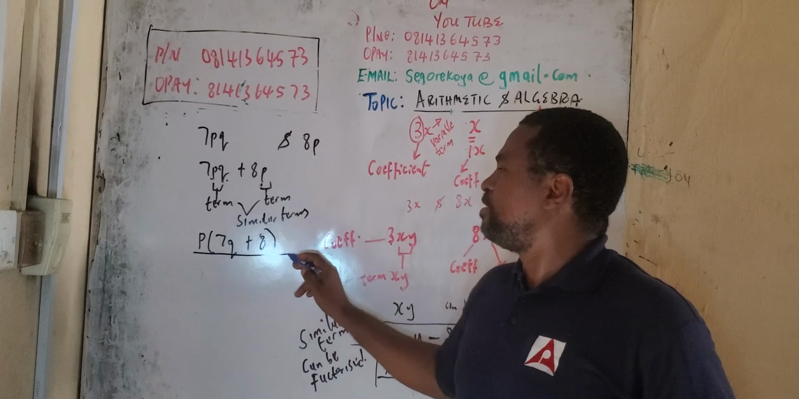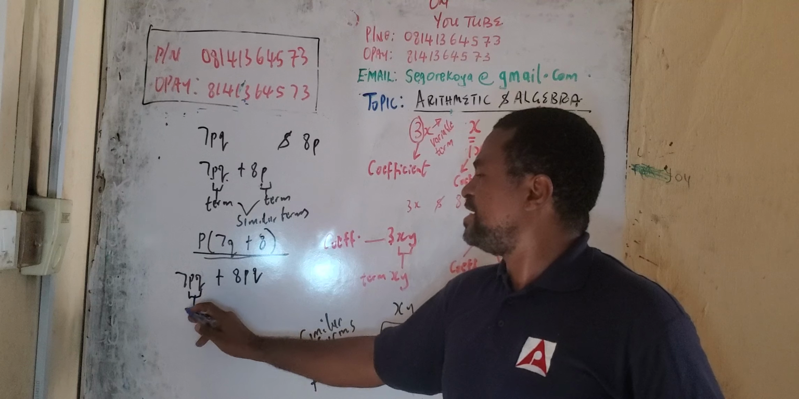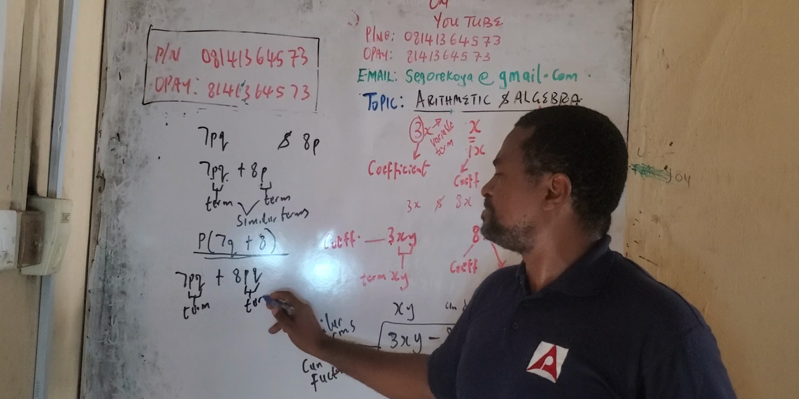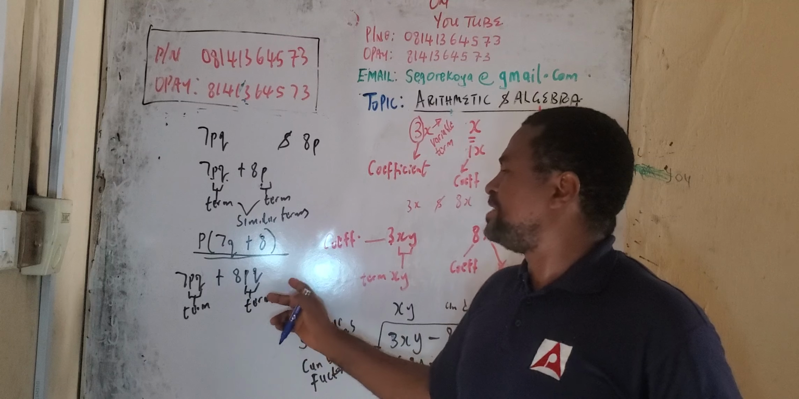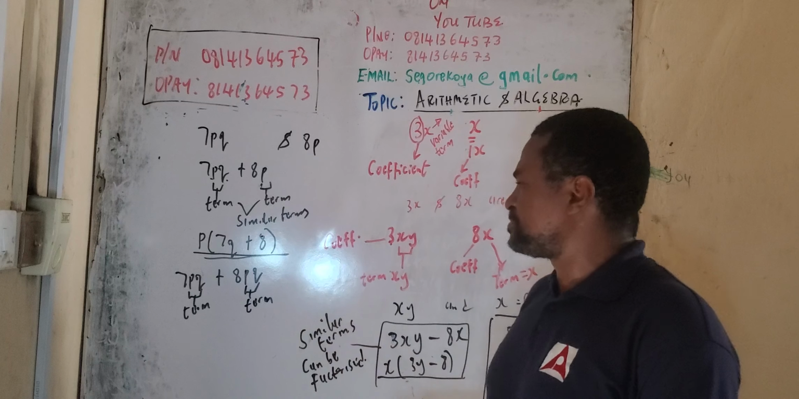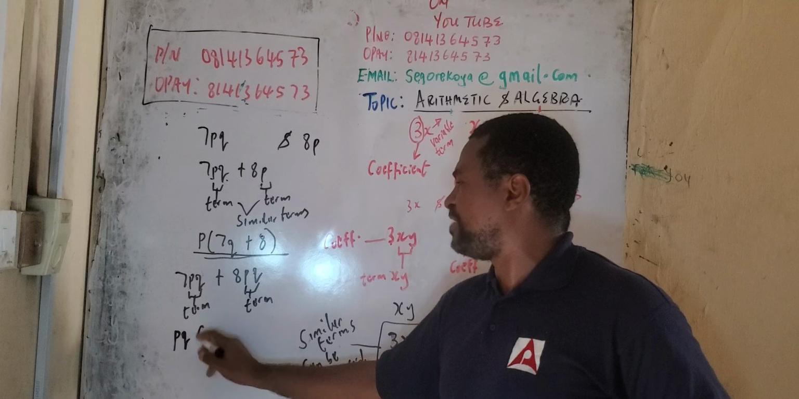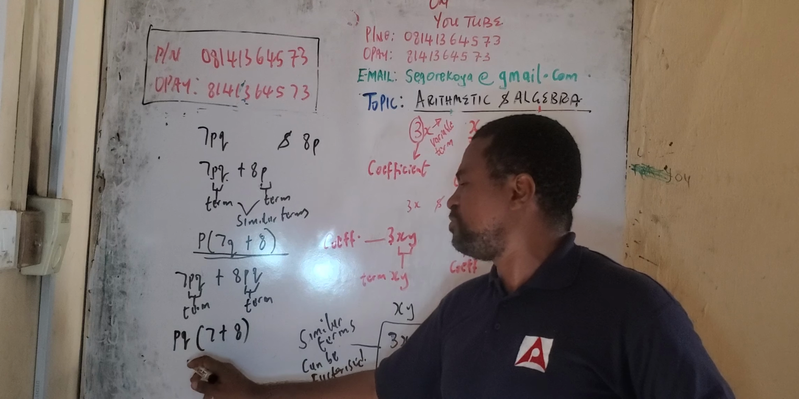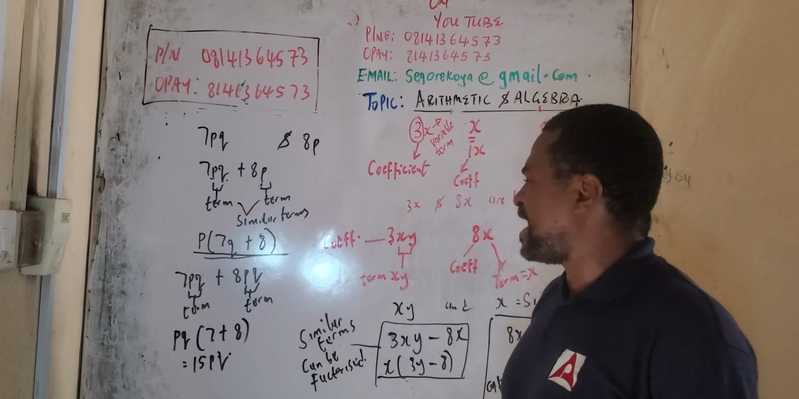Now, let's consider like terms. 7pq plus 8pq. pq here is a term, and this pq here is also a term. They are like identical twins. So, because they are identical, they can be added, they can be factorized. Now, if I want to factorize, what is common here is pq. So I can factorize pq out. I'm left with 7 plus 8. 7 plus 8 gives me 15. 15 times pq will give us 15pq. Then I can just add them straight because they are like terms.